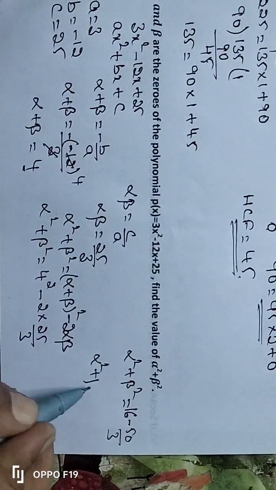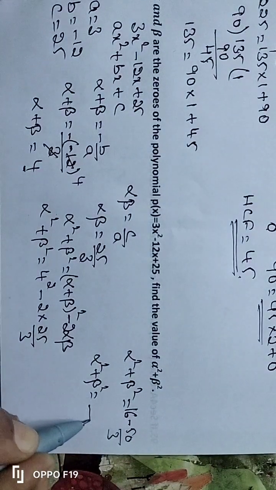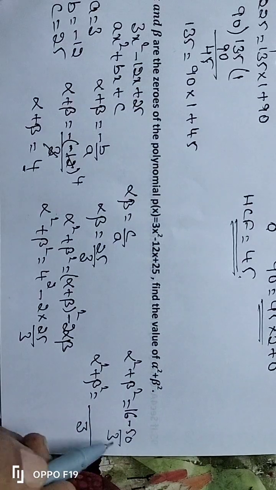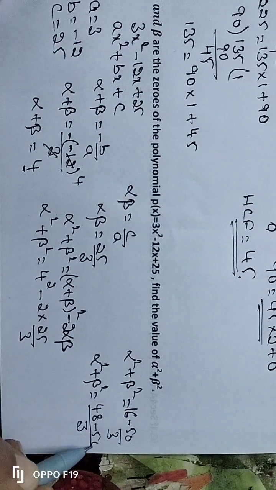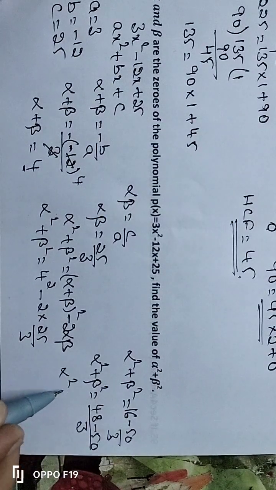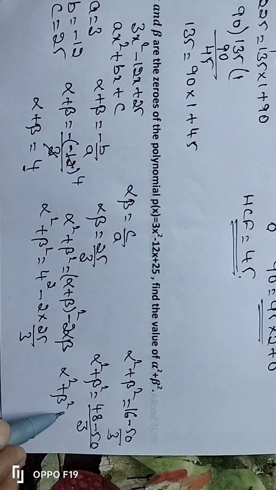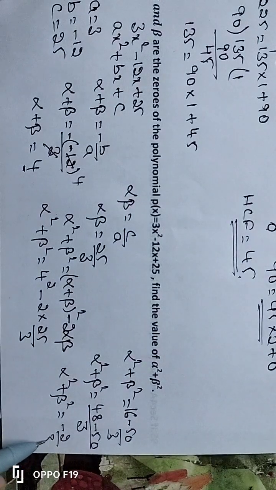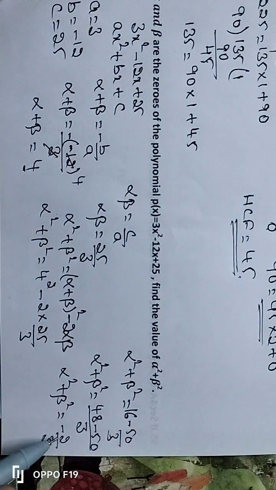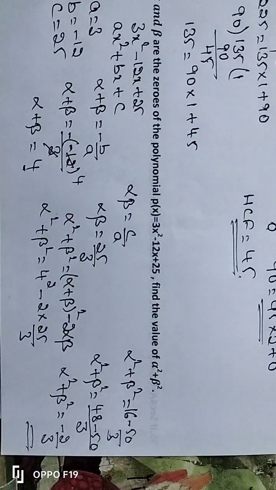Alpha square plus beta square is equal to, 3 is the LCM. So 3 into 16 is 48 minus 50. So alpha square plus beta square is equal to minus 2 divided by 3. 48 minus 50 is minus 2, divided by 3. Therefore, the value of alpha square plus beta square is equal to minus 2 by 3.